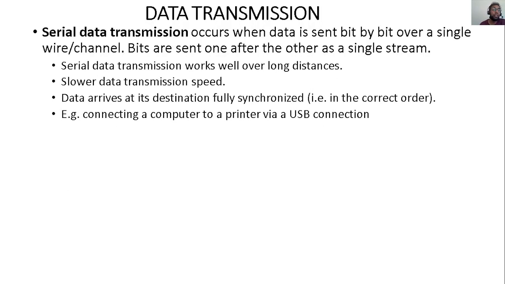Now there is another kind of transmission called serial transmission. Serial data transmission occurs when data is sent bit by bit over a single wire channel. Bits are sent one after the other. We cannot send multiple bits at the same time; the second bit will be transferred after the first bit. Serial data transmission works well over long distances.